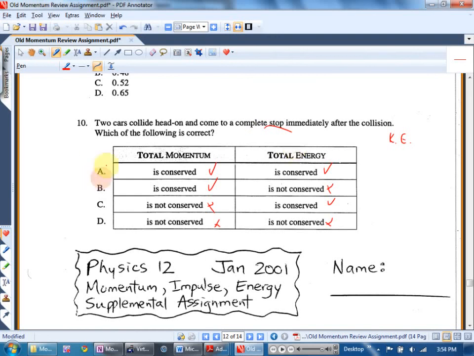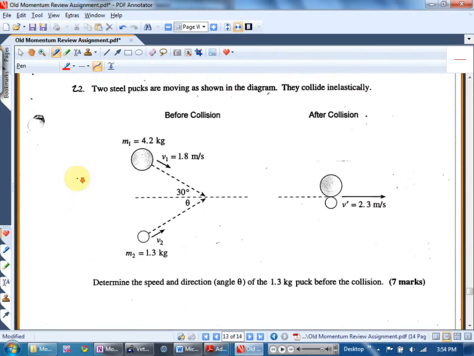Done a bunch of these. You can see they start to get kind of repetitive. So there's either going to be two guys coming in and sticking together and moving off in a nice straight line, or one guy coming in on a nice straight line and then they split apart. But you're going to have one of them in a nice straight line. That's what helps you draw the vector triangle.